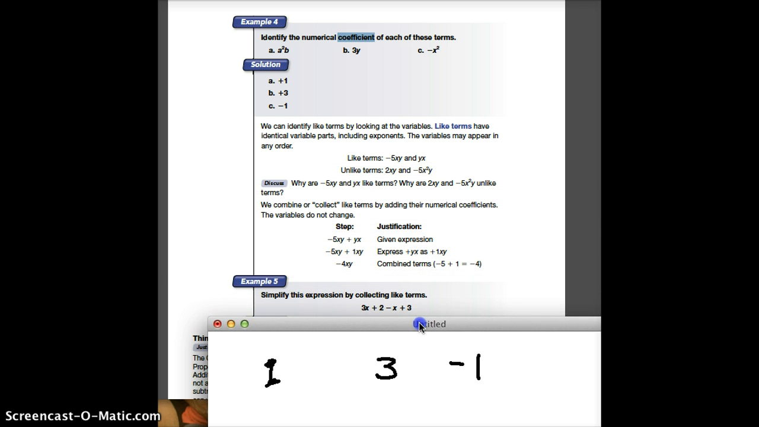Okay, so example 5. Simplify this expression by collecting all like terms. So we have 3x. Do we have any other x's out there? Yes, you do. 2, no, but you have a negative x. That's fine. Remember, it's just the same variable and the same exponent. So it's x to the 1 power. So we can go ahead and do that. So 3 minus, remember you don't see it, but there's a 1 there. You would subtract that. 3 minus 1 is 2x.